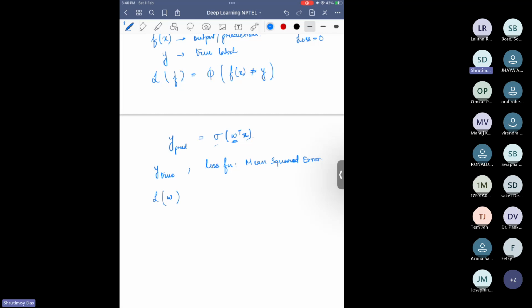And because I'm using a mean squared error, I'll just say what is the difference between y pred and y true, and I'll just square it. Why am I squaring it? It is because it is easy to differentiate square functions. It is easy to optimize this because square functions are basically of this shape, and you can optimize this well.